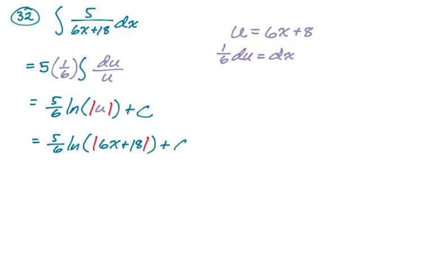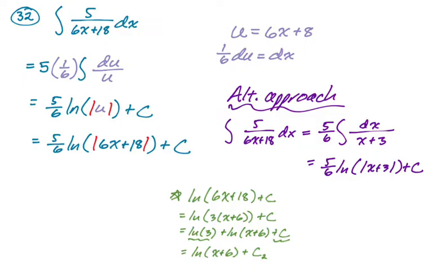I will warn you that on a multiple choice question, it is entirely possible that this answer could look very different because of properties of natural logs. So I'm just going to throw it up on the screen here. This could happen. So you could have taken a 5 over 6 out to begin with, right? Because 6x plus 18, there's a common 6 there. So I take out 5/6, and then I have to integrate 1 over x plus 3, which just gives me the natural log of the absolute value of x plus 3. So we could have that answer.